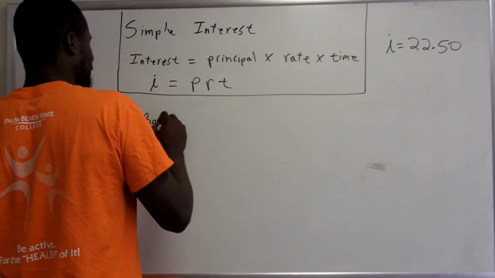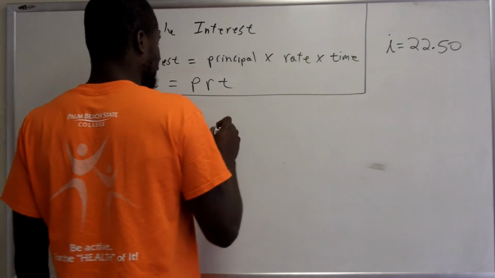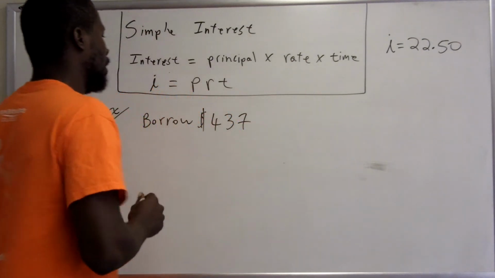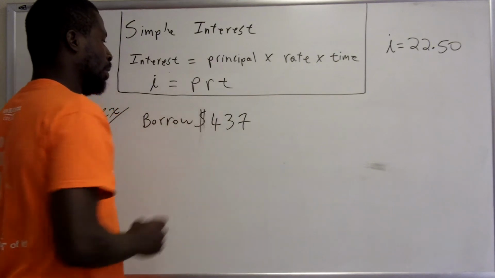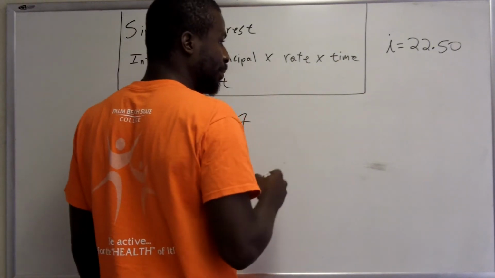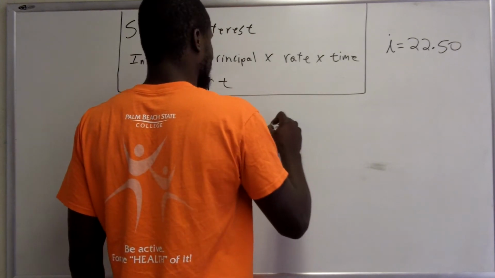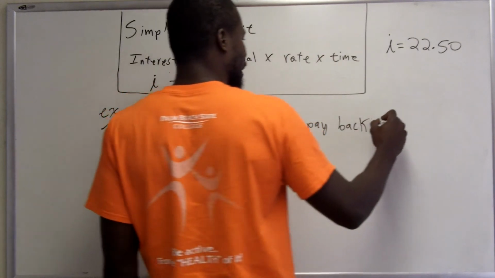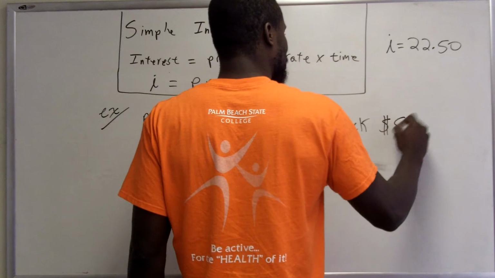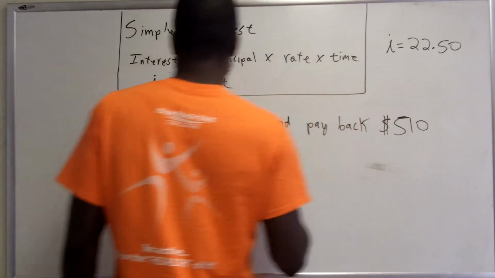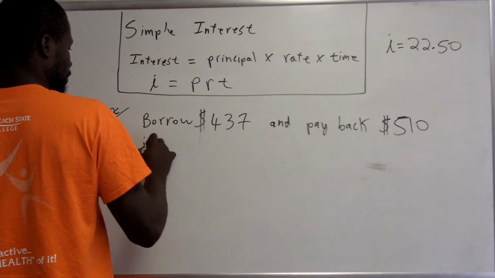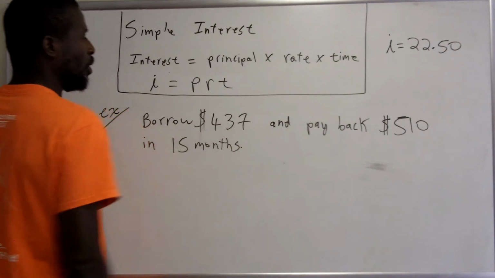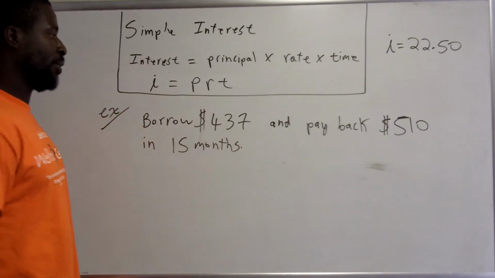Now let's say we borrow $437, and at the end of, let's say, 15 months, we pay back $510, and that's in 15 months. My question is, what rate of interest did you pay?